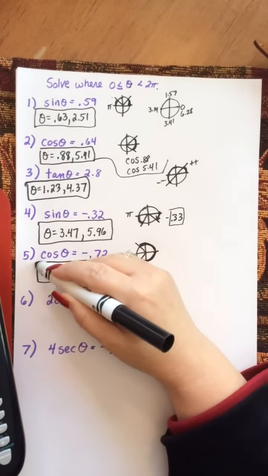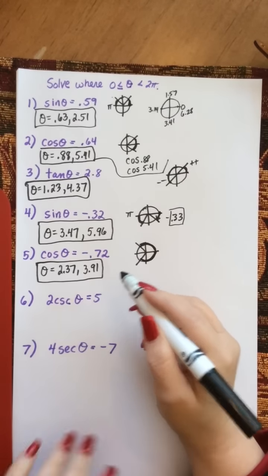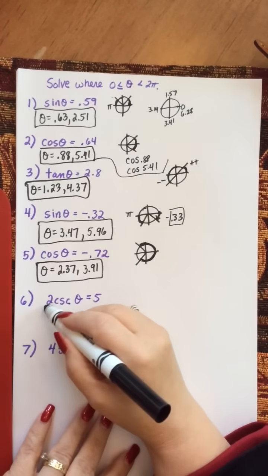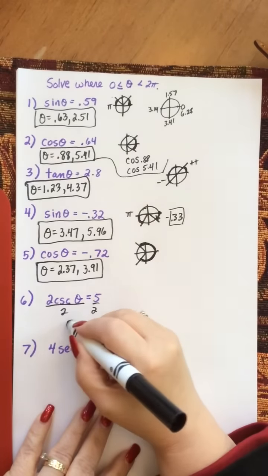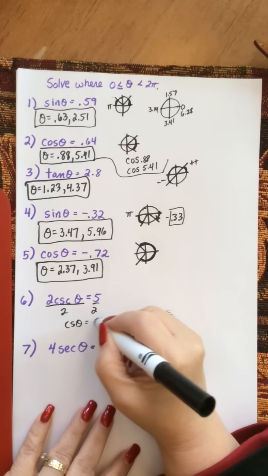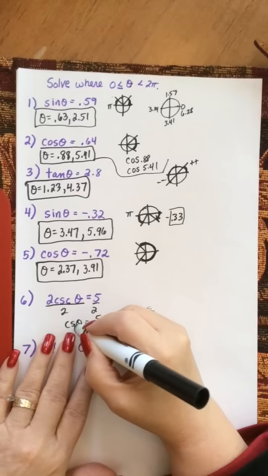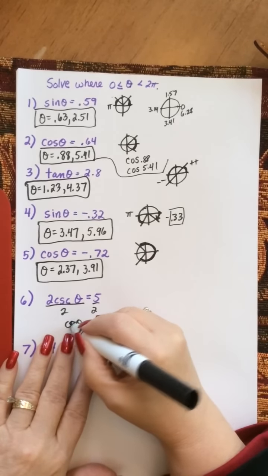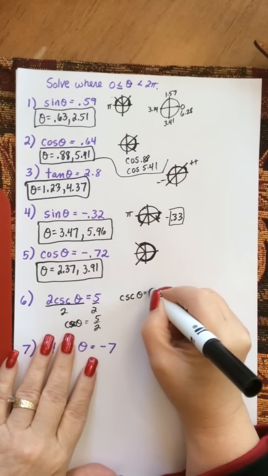All right, the next one a little bit trickier. It says 2 cosecant of theta is equal to 5. So to solve this, I have to, first of all, divide both sides by 2. So that gives me cosecant of theta is equal to 5 halves. Now, the trick is I forgot the C on the cosecant, sorry. So let me write it here. Cosecant of theta is equal to 5 halves.